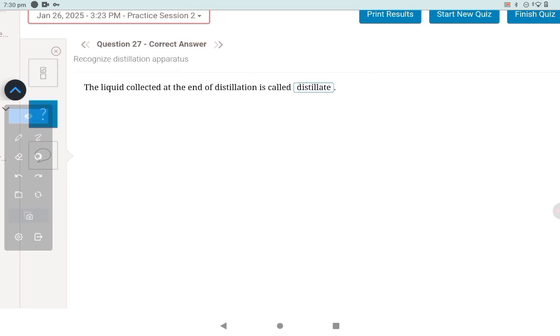The liquid collected at the end of distillation is called distillate. Yes, that is distillate. The liquid collected at the end of distillation is called distillate. Just memorize that.